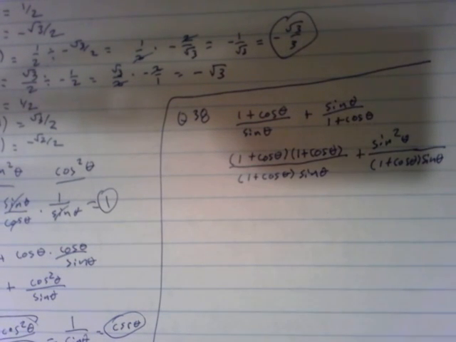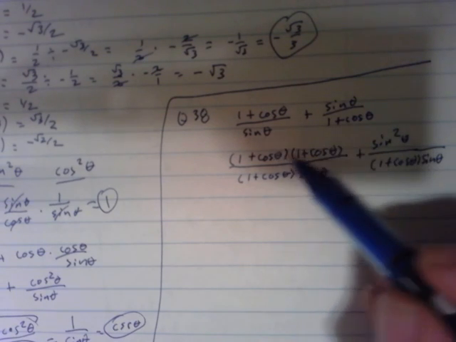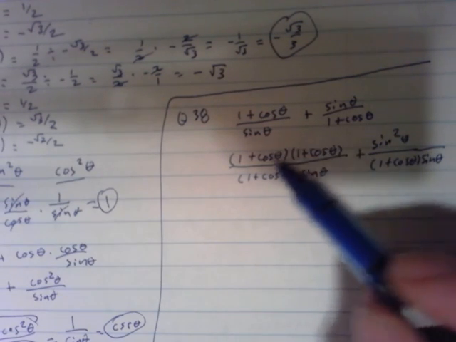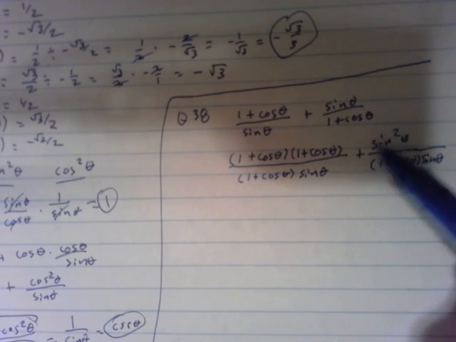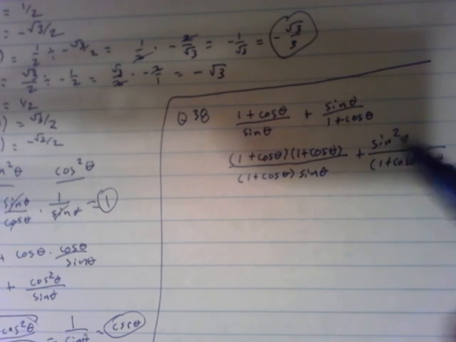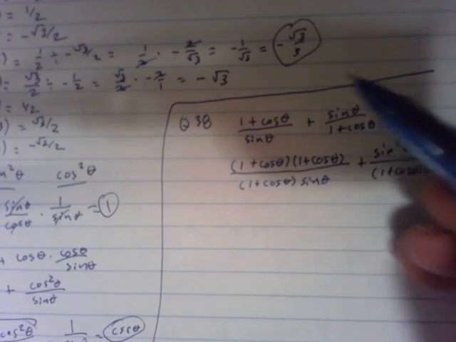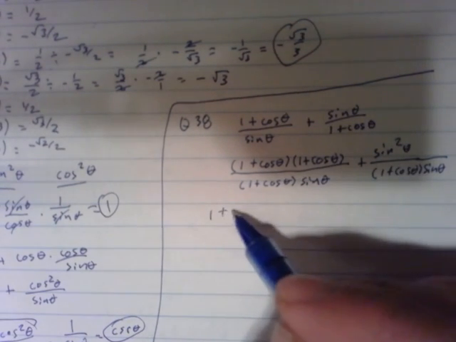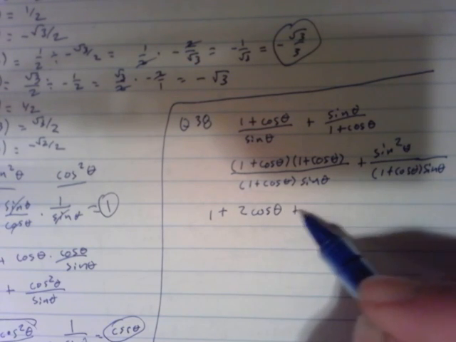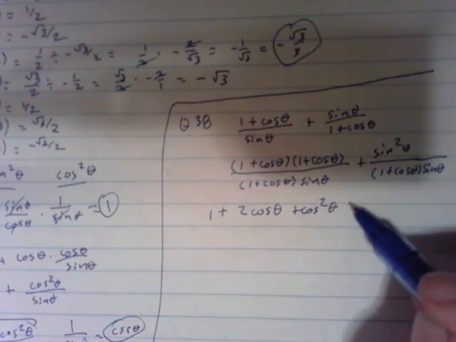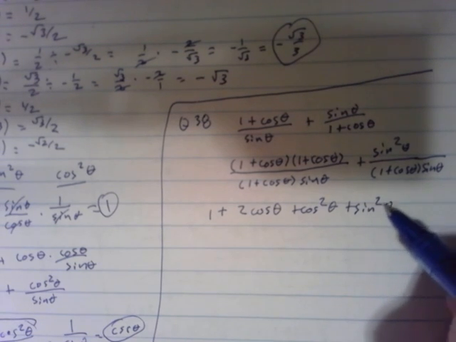So let's go ahead and continue here. When you FOIL this out, we're going to FOIL the numerator here, this part. I'm going to do 2 steps in one: FOIL the numerator and then add it into one fraction with the numerator here. So when you FOIL the numerator, you're going to get 1 plus 2 cosine theta plus cosine squared of theta plus sine squared of theta.